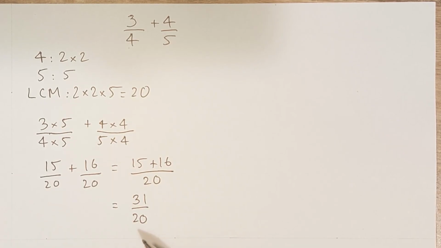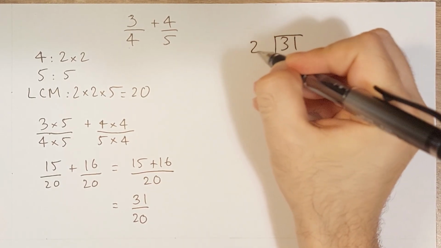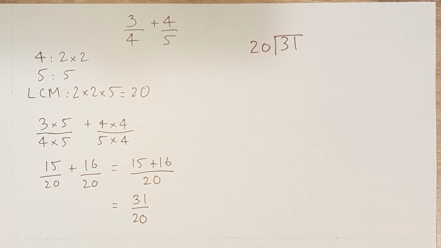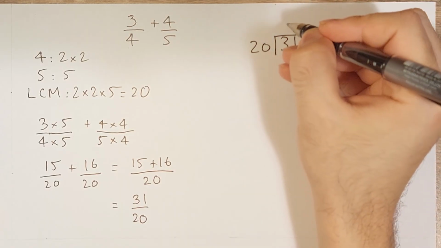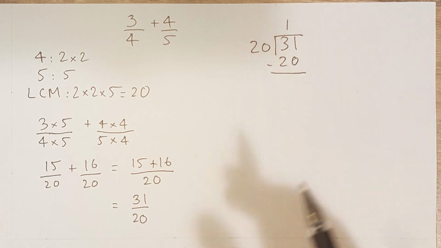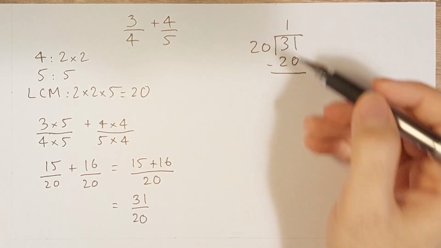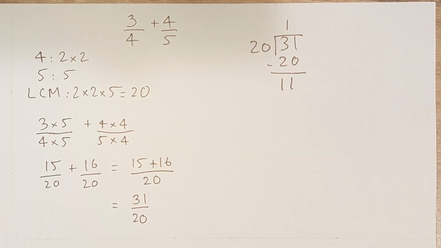This is an improper fraction. The numerator is greater than the denominator. Usually questions will ask you to write it in its simplest form, which means we need to turn this into a mixed fraction. And this is how we do that. We write them like this as we normally divide numbers. What is the closest we can get to 31? If we multiply 20 by 1, it gives us 20. We cannot multiply 20 by 2 because that would make it 40, which is greater than 31. We don't want that. When we subtract, we get 11.